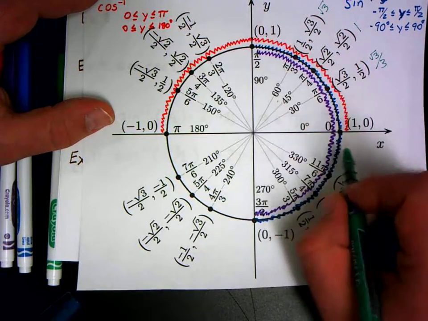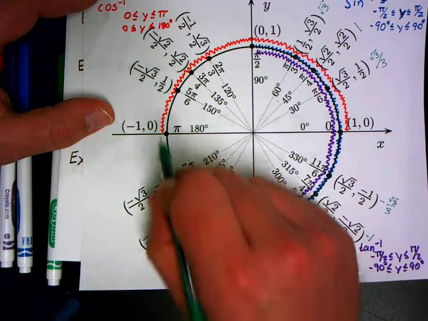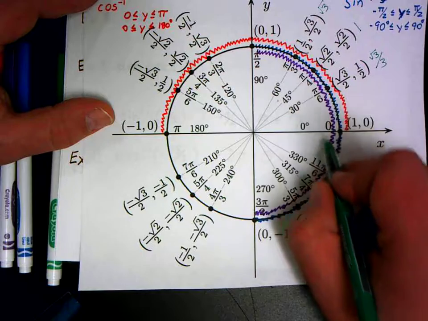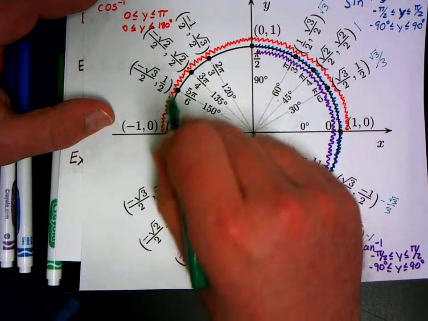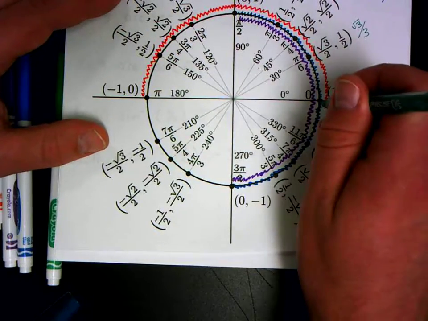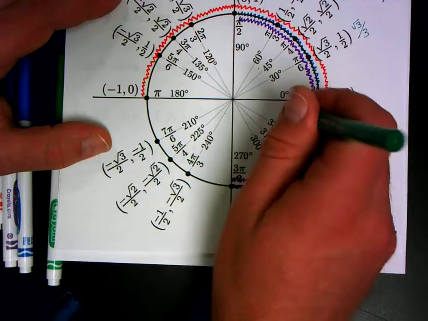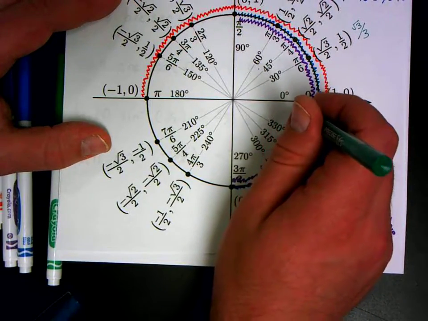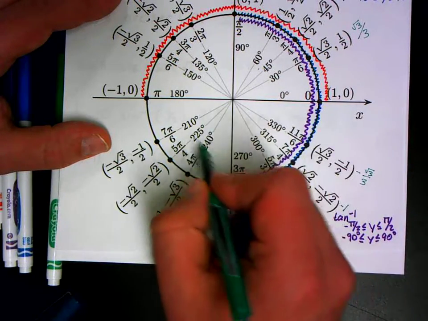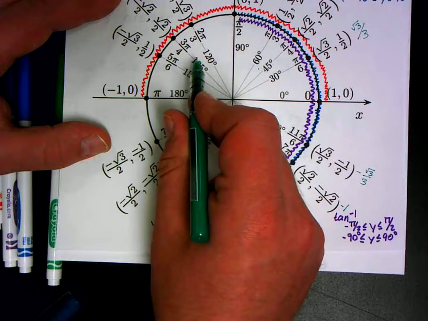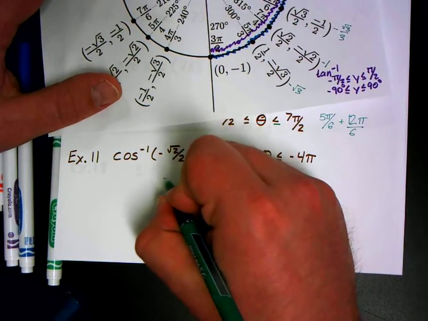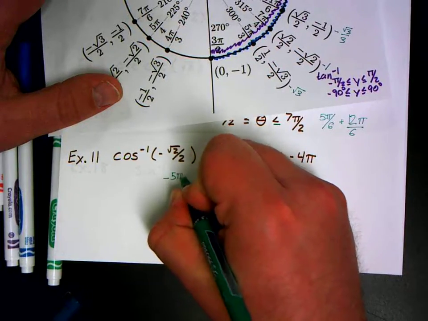That would be negative how much? Negative 5 pi over 4, because I'm going around backwards. Since I'm going around backwards, because I'm doing negatives, right? So I'm going around backwards. So this would be negative pi over 4, negative 3 pi over 4, negative 5 pi over 4. So negative 5 pi over 4.